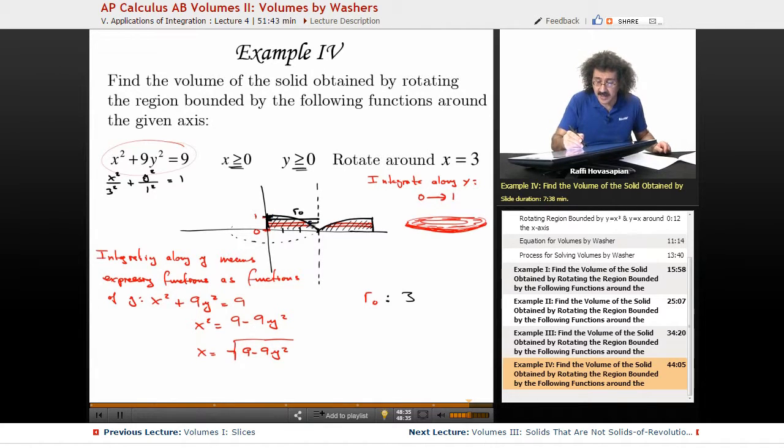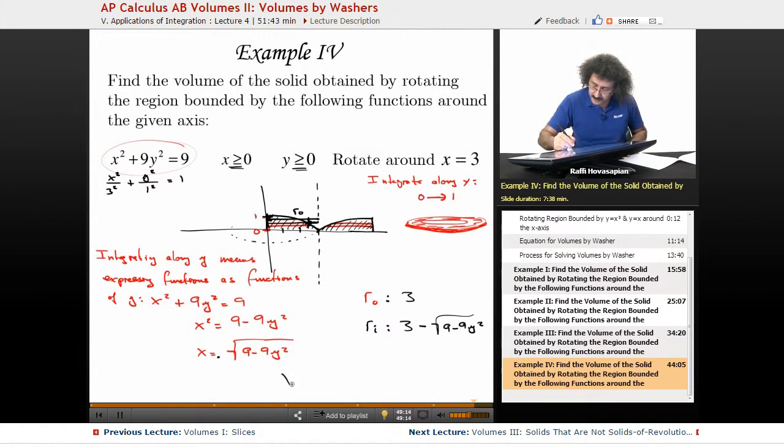The inside radius, that's the one that changes. So the inside radius is going to be 3, this distance, minus this distance, because we want this distance right here. So this whole thing minus this thing. Well, this thing is that. So it is 3 minus radical 9 minus 9y squared. There you go. Now that we have that, very, very simple.